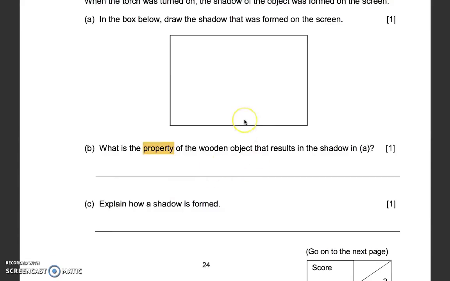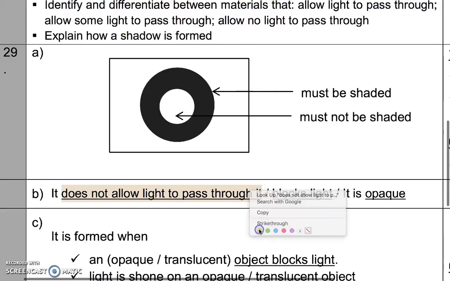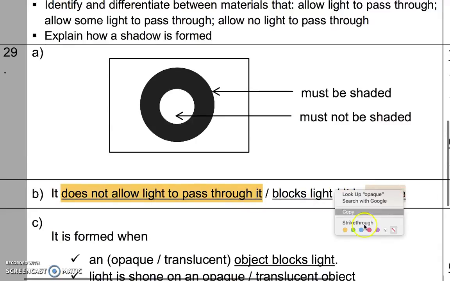Property. So the wooden object, in order to cast a shadow, it has to have this set of properties before a shadow can be casted. Okay, and the property is actually that it does not allow light to pass through it. And remember I said if you cannot spell opaque, then you will have to say this phrase, does not allow light to pass through, or you can simply say block light, and the word opaque is also acceptable. So any one of these that are highlighted in yellow is acceptable as the answer. Alright, so you can take down the answers.